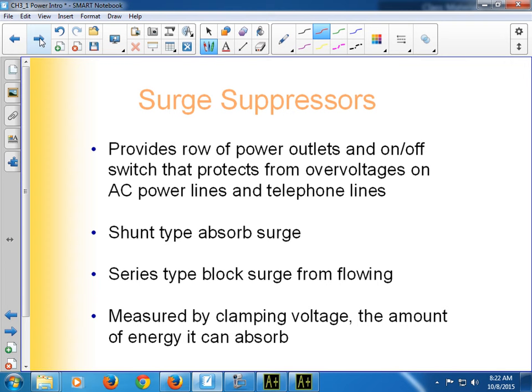A power strip does nothing. We're not going to talk about power strips. They don't do anything but give you a number of plugs for one plug. That's all a power strip does. It doesn't protect anything. And if you have electronic devices at your house that cost more than $100 plugged into a power strip so you can have things plugged in, you're making an egregious mistake.